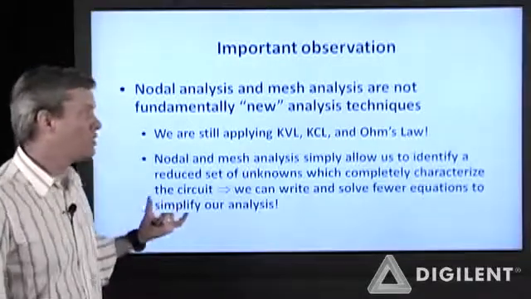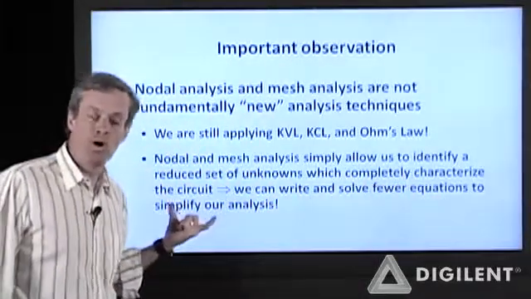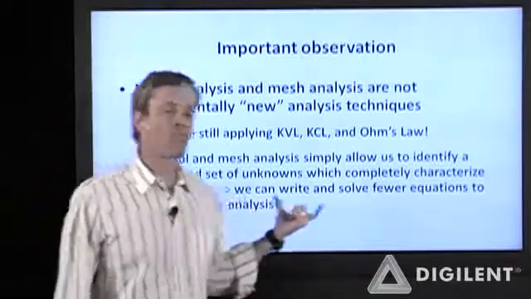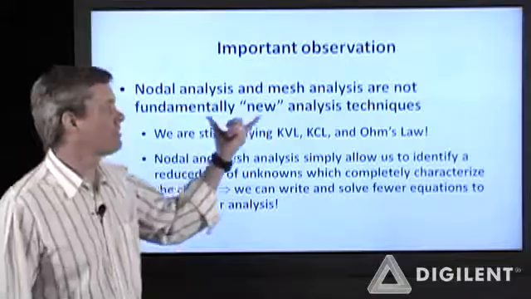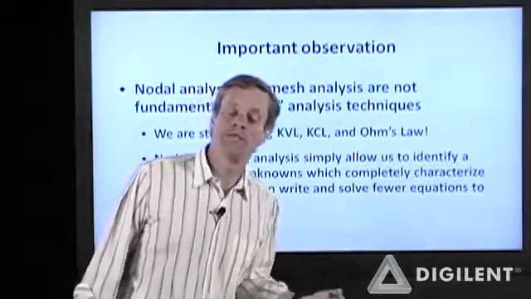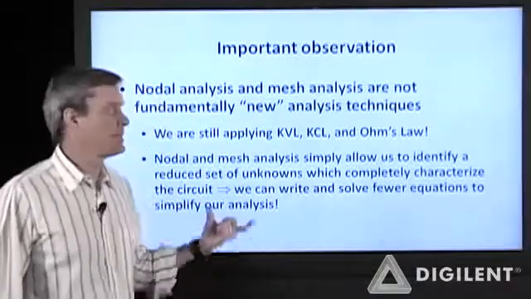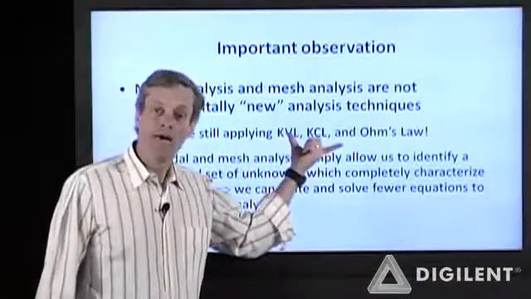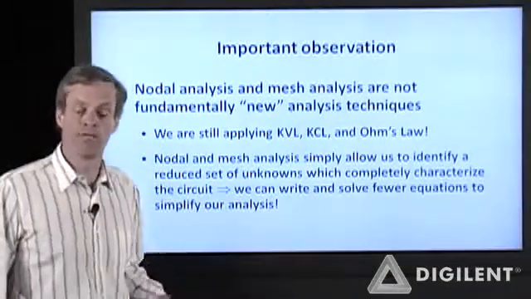What we are doing is identifying a reduced set of unknowns so that we don't have to write and solve as many equations as we needed to if we just applied KVL, KCL, and Ohm's law in what is called the exhaustive approach. So we're streamlining our analysis, but we still have the same basic ways to represent the rules governing the circuit.